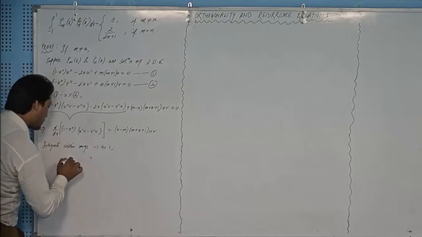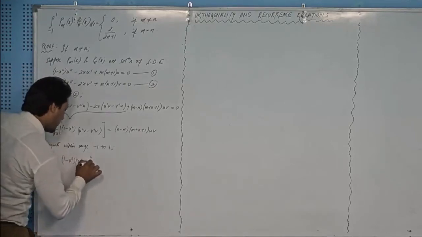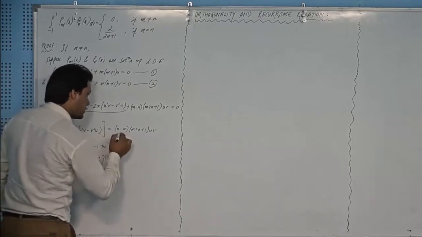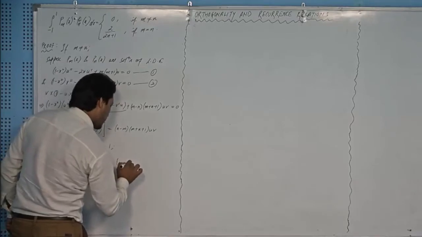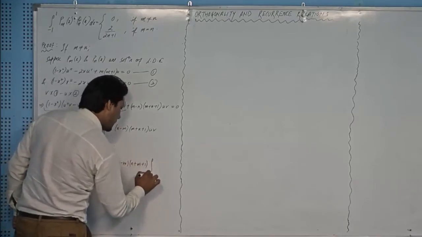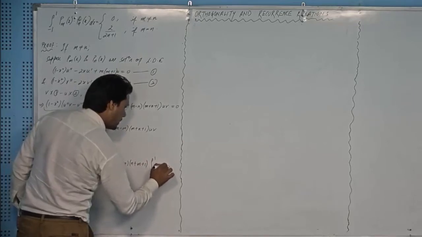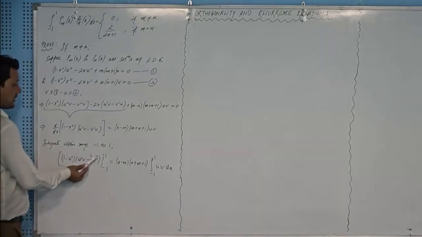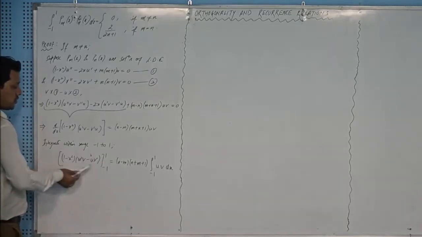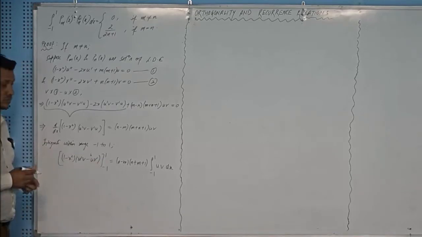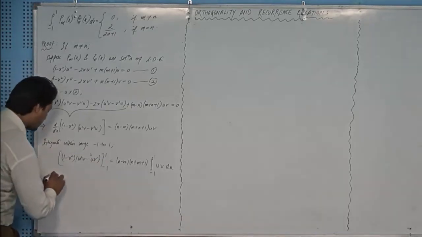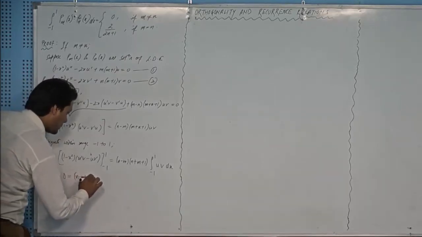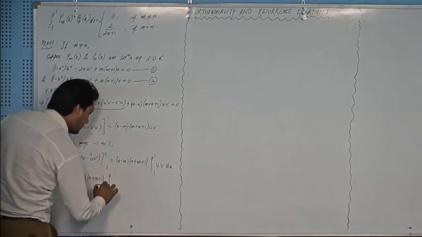And it will give you (1 minus x square)(u dash v minus uv dash), and the range is minus 1 to 1, and since this is a constant, n minus m, n plus m plus 1, integration minus 1 to 1 uv dx, right? And if you plug the upper limit in place of x, that will give you 0. Putting the lower limit in place of x, that is again giving you 0. So the left hand side is ultimately equal to 0, and right hand side is n minus m, n plus m plus 1, and minus 1 to 1.